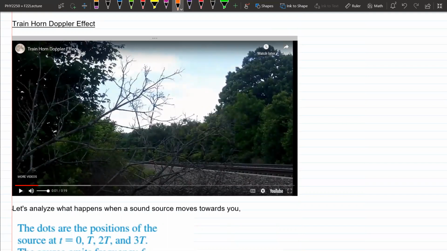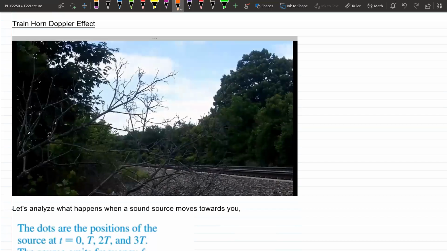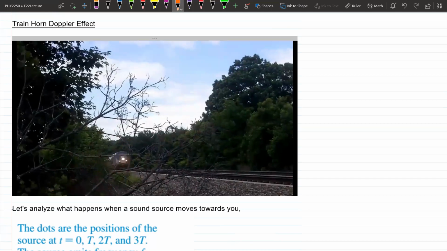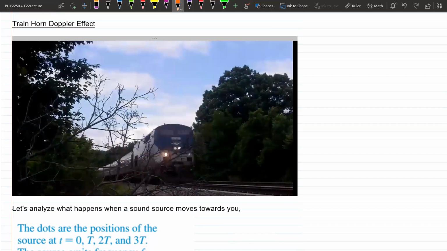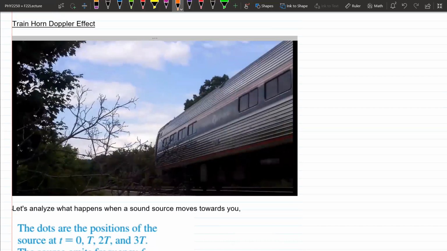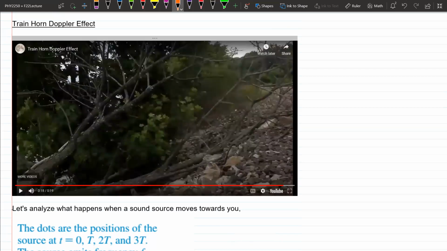So what I want to do is, we're going to listen to this multiple times. Just listen to the train. Okay, just listen to it once. We're going to listen to it again. This time, try to see if there's any difference you hear before and after the train passed by the person taking the video.